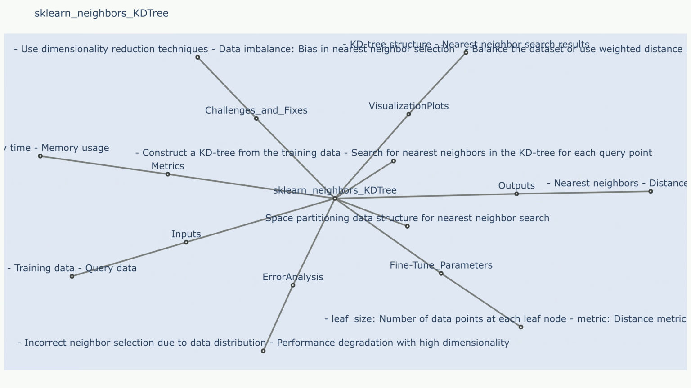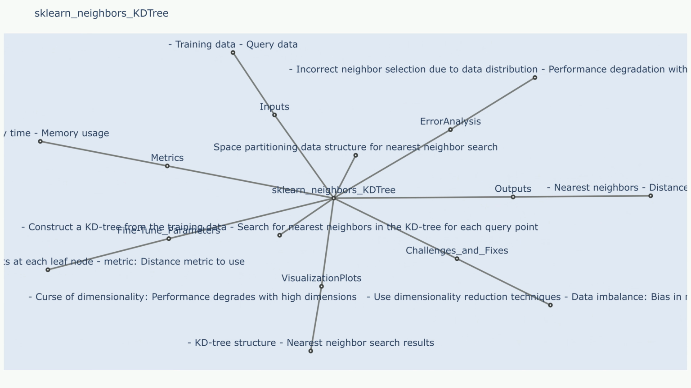Fixes to challenge 2. Data preprocessing. Normalize or standardize the data to mitigate the effects of skewness and improve tree balance. Alternative data structures. Consider using other data structures like ball trees or cover trees, which are better suited for handling skewed data.